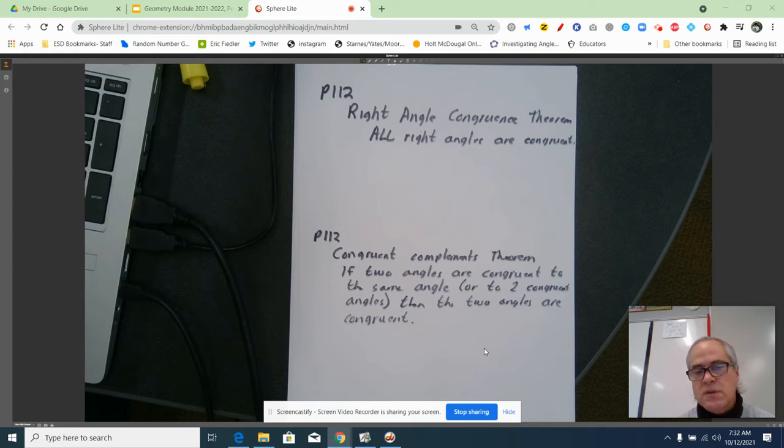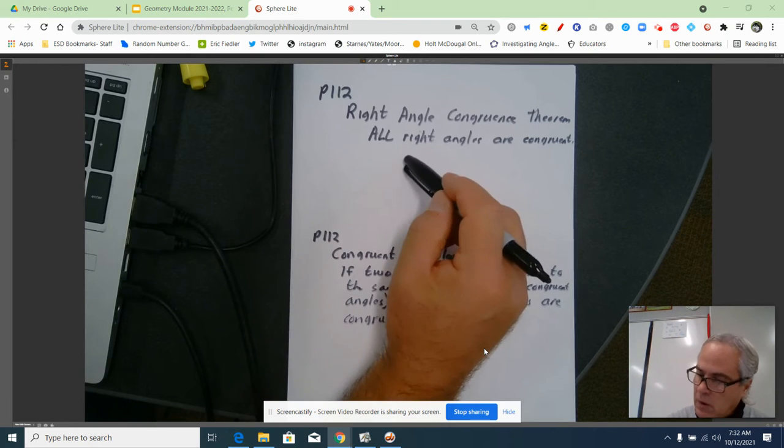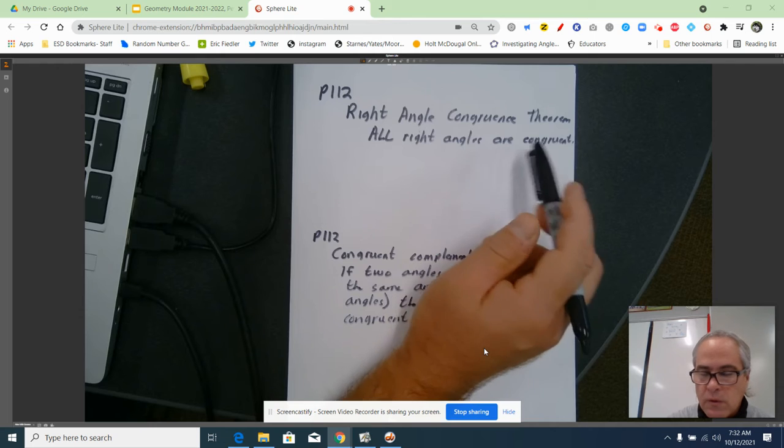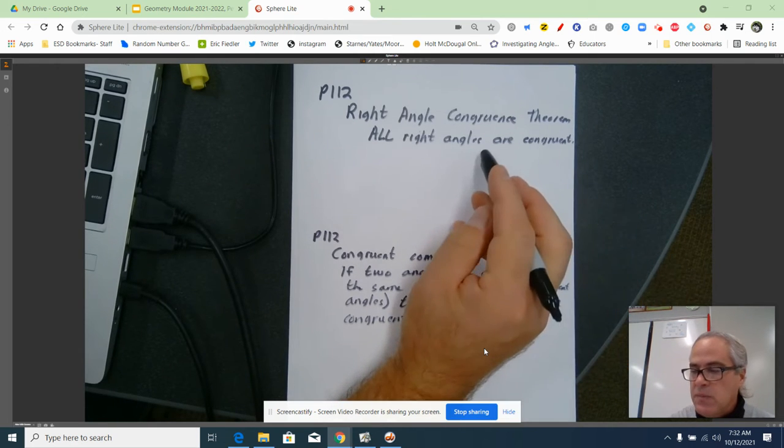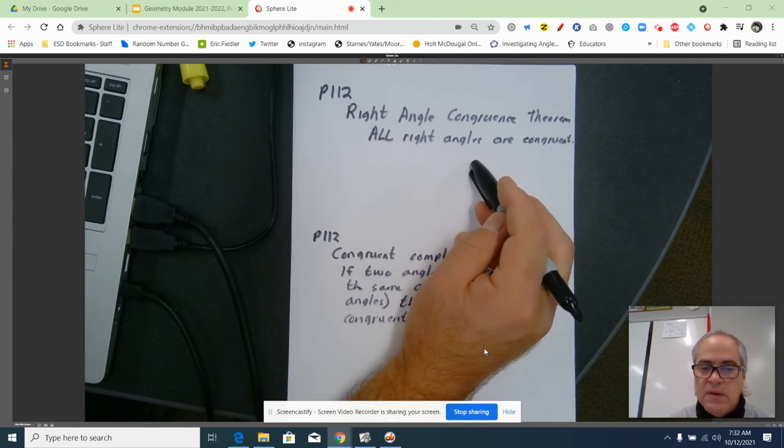Right angle congruence theorem. Remember, a right angle is an angle that measures 90 degrees. And it says here in the theorem, all right angles are congruent. Well, they're congruent means they have the same measure, and all right angles measure 90 degrees. So sometimes some theorems can be relatively obvious.